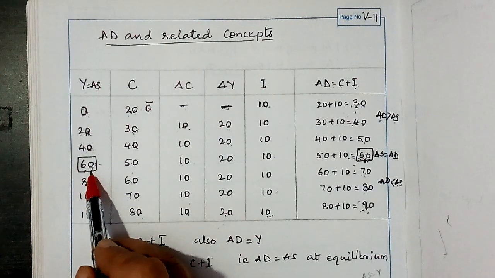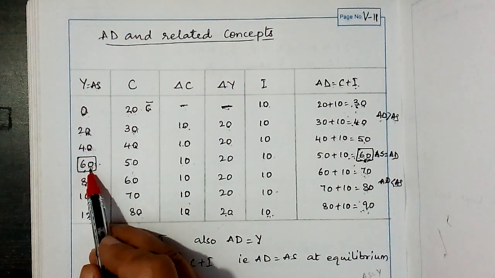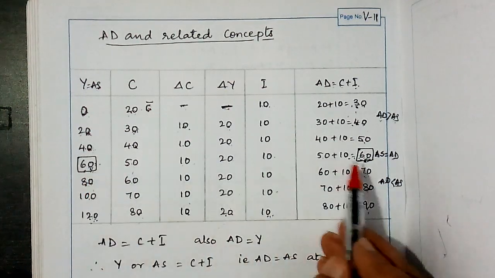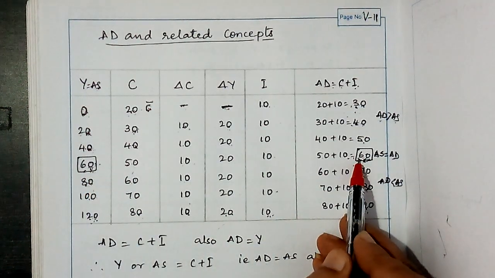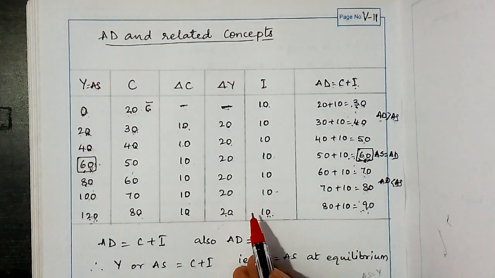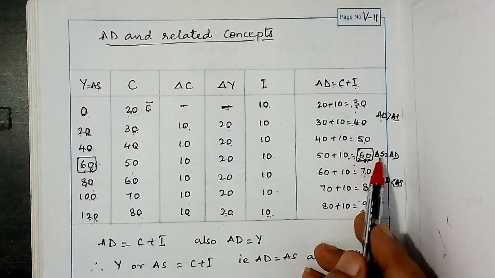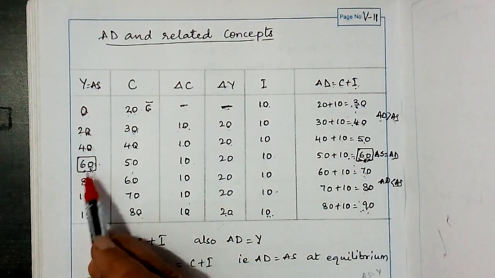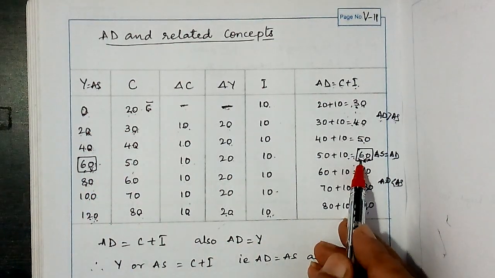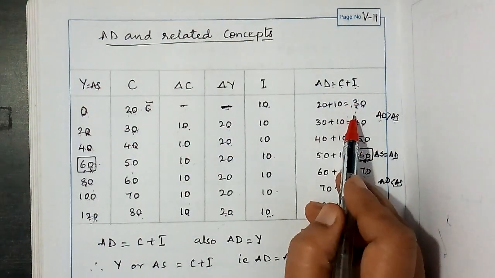Now what we need to observe over here is, at this point of AD 60, we find income is also 60, or aggregate supply is 60. So at this point, aggregate supply is equal to aggregate demand. So we can call this equilibrium level of income, or the economy is working at equilibrium. That is a condition for equilibrium, isn't it? AD is equal to AS. So this is 60 and this is also 60.